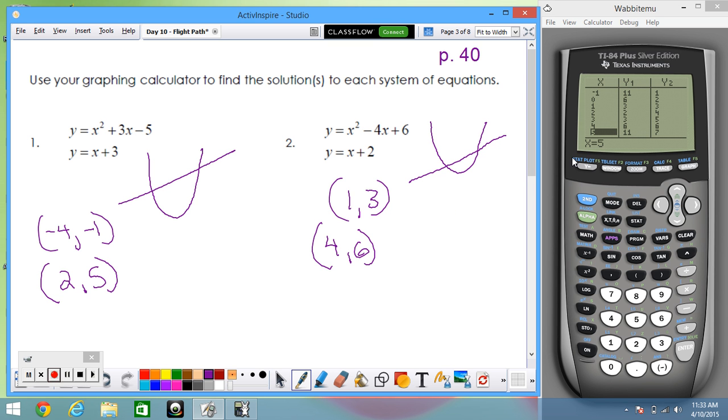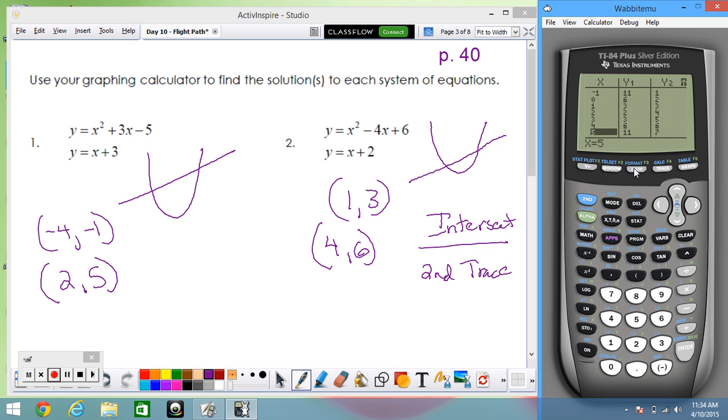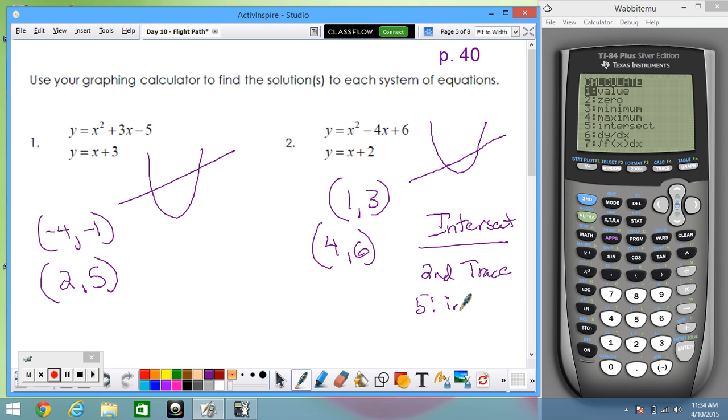Now, these were nice integer answers, and that works great. But what if they're not integers? I want to show you how to use something called the intersect feature. And the way we get to our intersect feature is we're going to go second trace. Now, if you remember, that's where minimum and maximum were. So if we go to second trace, now we want to pick number 5, because number 5 is intersect. You will like this. This is easier than min and max.